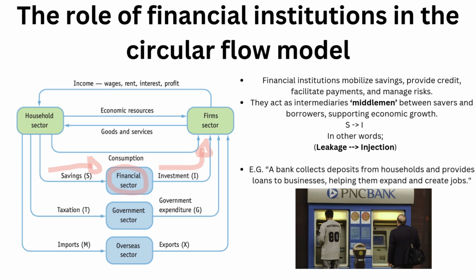They also help manage risks by offering insurance products and investment diversification. In the circular flow model, financial institutions connect households, firms, government, and foreign sectors, transforming savings into investments and maintaining economic stability. For example, a bank that collects deposits from households and provides loans to businesses helps businesses expand, creating jobs and further driving the economic cycle.